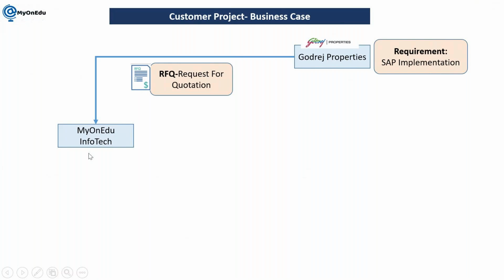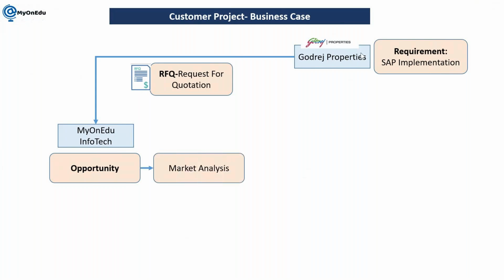So here, let's say my own company, iDo Infotech, receives this request for quotation from Godrej Properties. Before starting a project, I follow some process within my organization. Let's say I'm using SAP internally in my own company. In that case, how are we managing it? First of all, this RFQ will be considered as an opportunity in my organization. Then we'll do the market analysis.